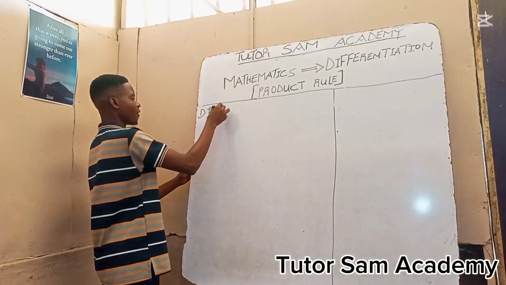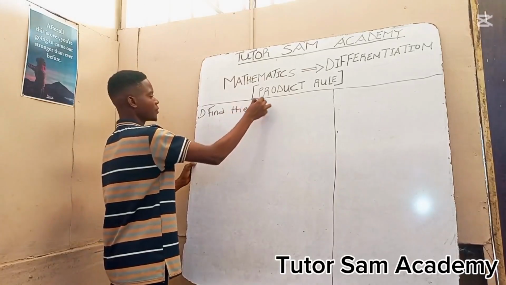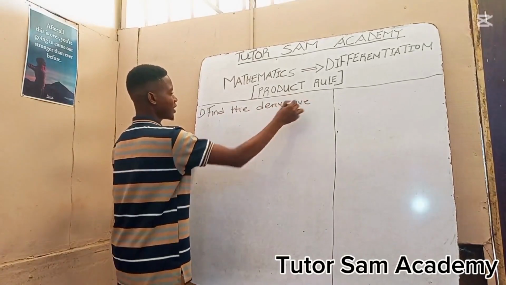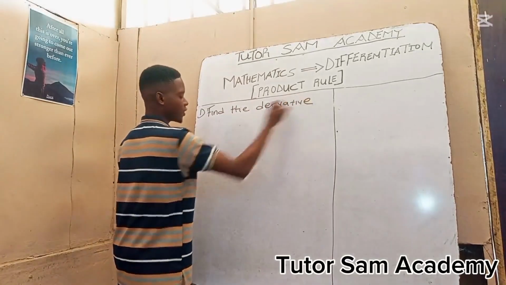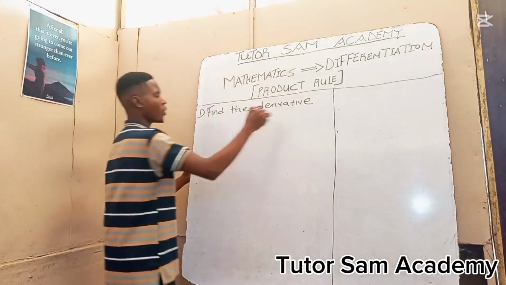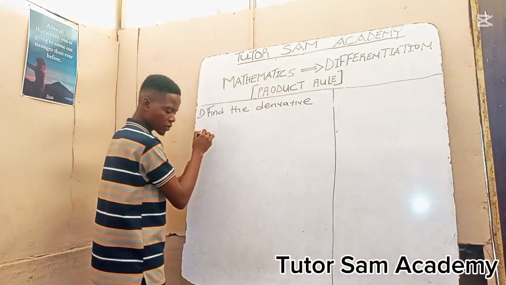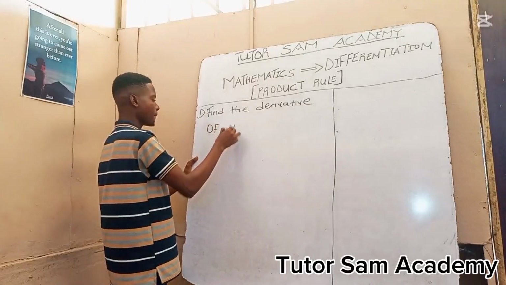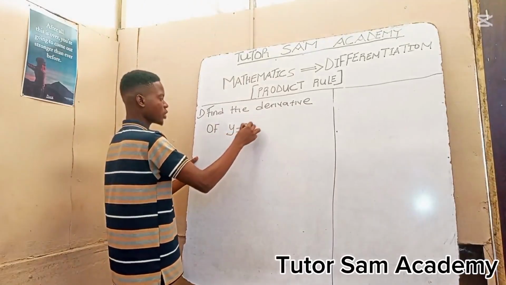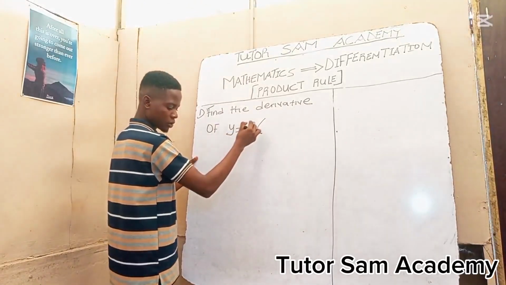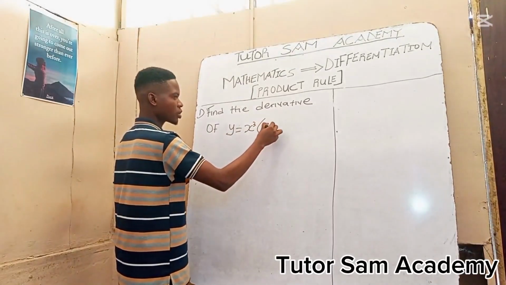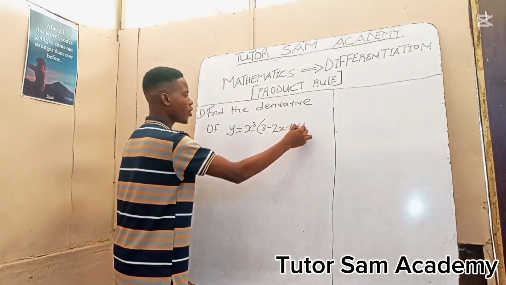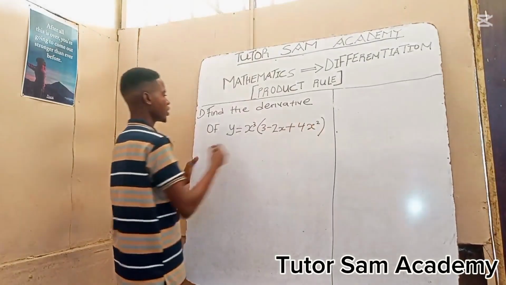Find the derivative of y is equal to x cubed (3 minus 2x plus 4x squared). This is one question.